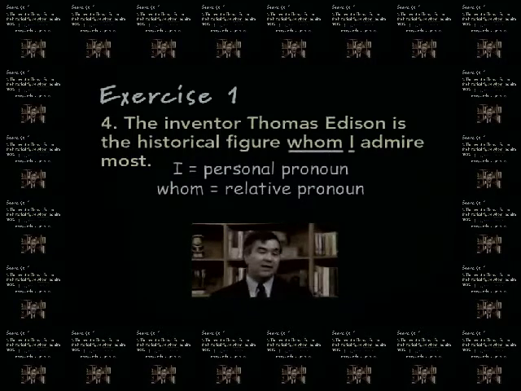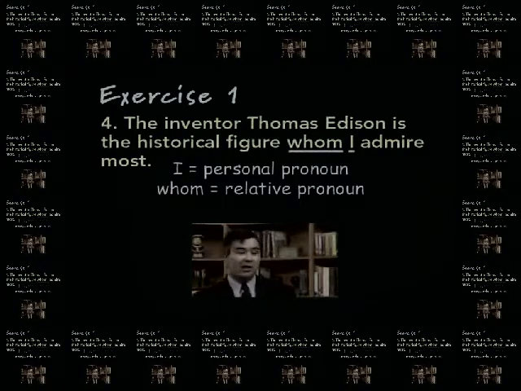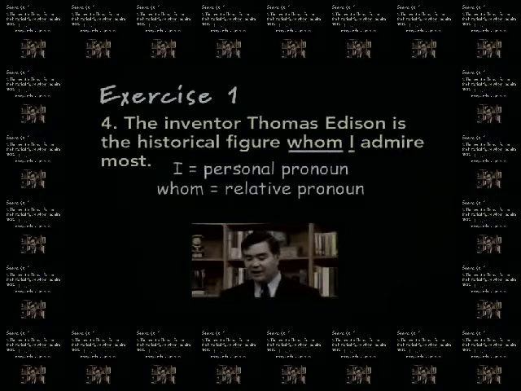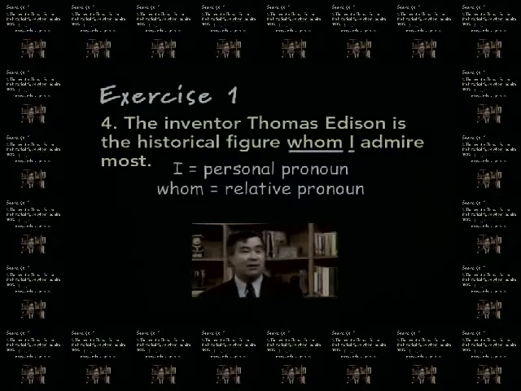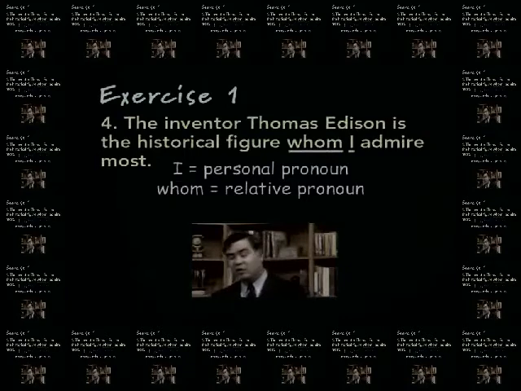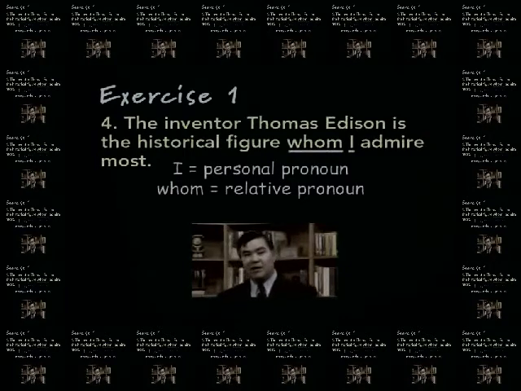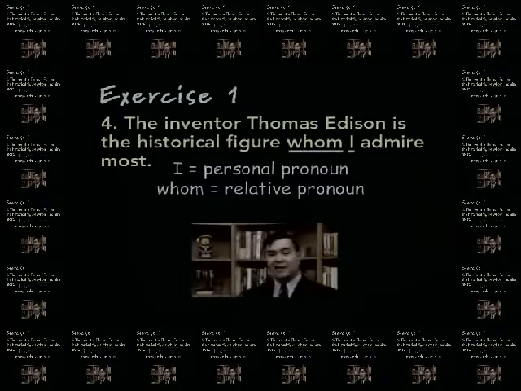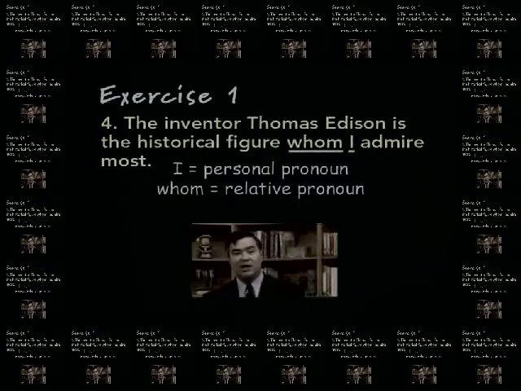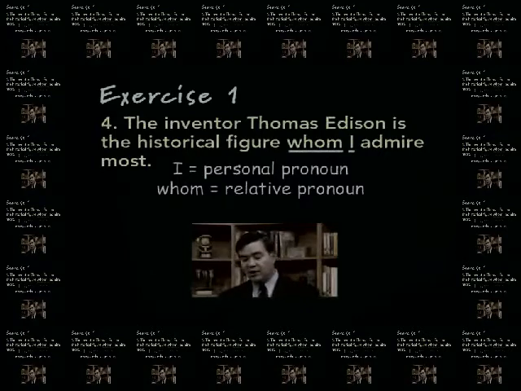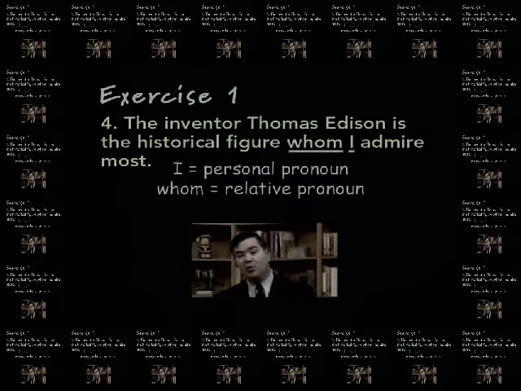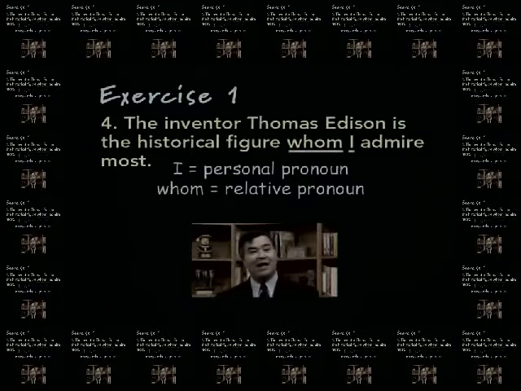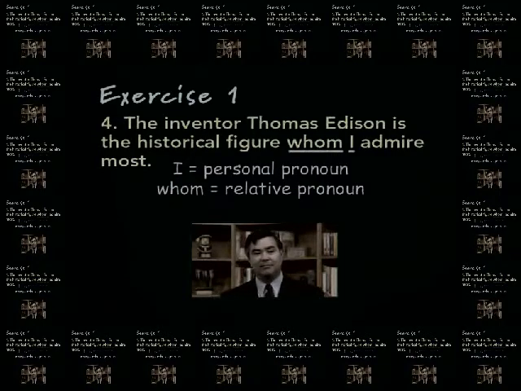Remember that a clause always contains a subject and a verb. Here the subject is I, the verb is admire, and whom is the relative pronoun that introduces this subordinate clause and relates it back to the independent clause. In fact, the entire subordinate clause acts as a modifier, giving more information about the noun figure. So there are two pronouns here. Whom is a relative pronoun, and I is a personal pronoun.